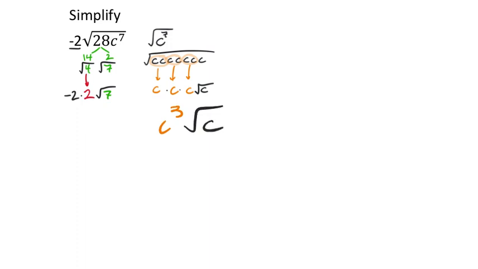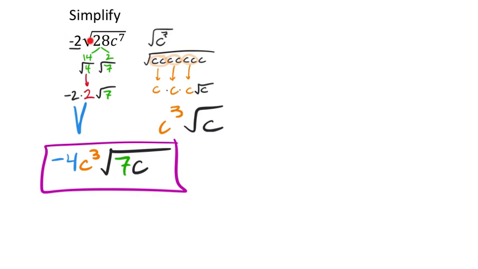So that's completely simplified with the c's, and now I can combine stuff. So I got negative 2 times 2, which would be negative 4. And then I'll apply the c to the power of 3, which is on the outside of the root. Then I will apply the square root. So the square root of the 7 and the c, and that is all.